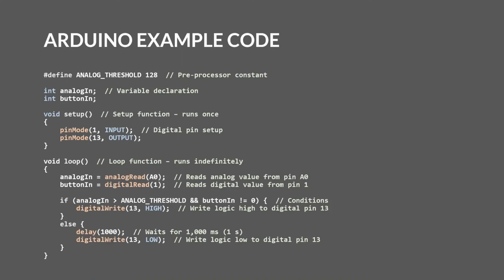So the first thing we do here, as you can see, is we are taking these two variables that you will remember we defined earlier on, called analog in and button in, and setting those. We're using two unique Arduino functions, one called analog read and one called digital read, to read a value from a pin. So in the first example, we are reading a value from analog pin A0, and we're storing that value in the variable analog in. And in the second example, we are reading a value from digital pin 1 and storing that in the variable button in.